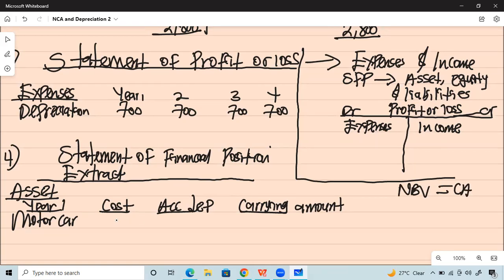So what is the cost of the asset? How much did you buy it? You paid 3,000 naira. What is the depreciation for year one? It is 700. So the balance now is going to be 2,300. You go to year two.